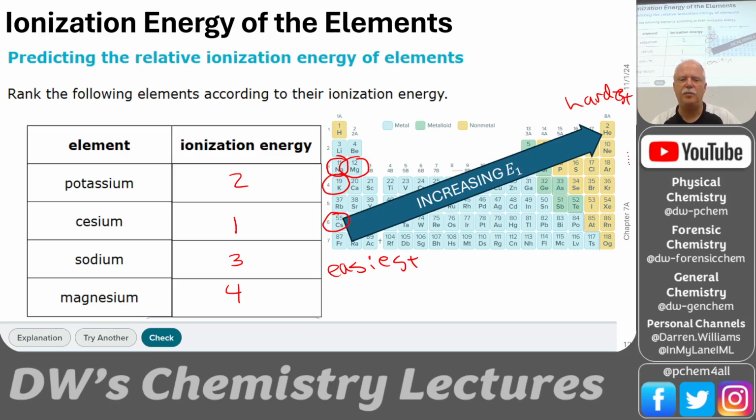We try not in these problems to give you things like sulfur and bromine, because those are diagonal to each other. That's the one situation where you're like, gee, I don't know. The sulfur's above bromine, but it's also to the left of bromine. And so that's a situation that's difficult.